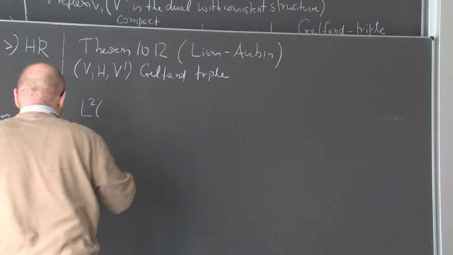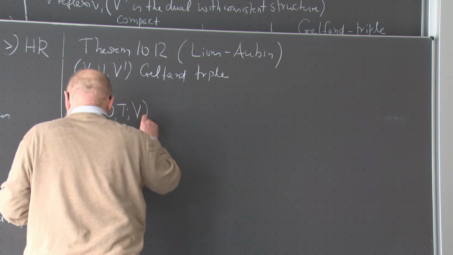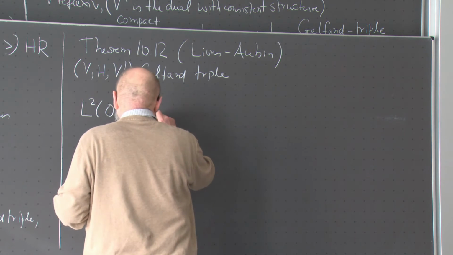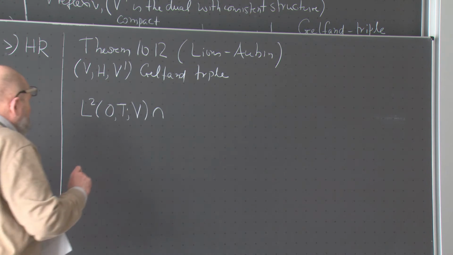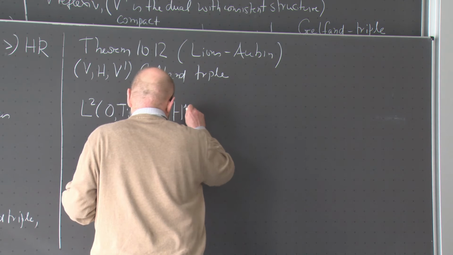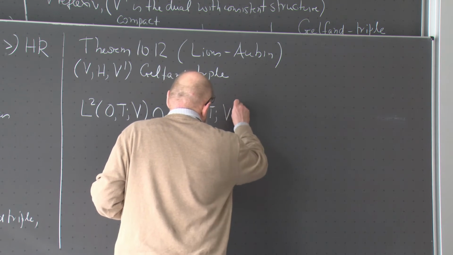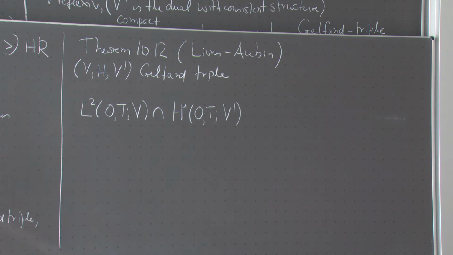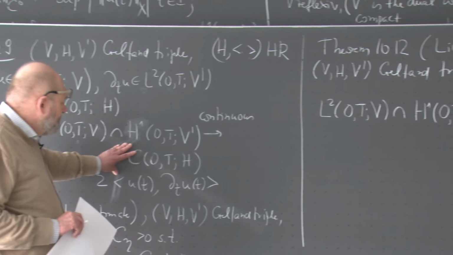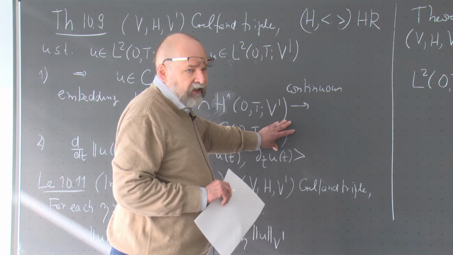If I have a function which is L2 in V, and which is H1 in time, but with values only in the dual space. So we have a time derivative, but only as a dual element. Then we have seen we have a continuous embedding, but only a continuous embedding into the space of continuous functions with not so smooth images.